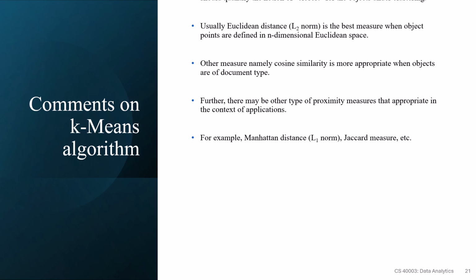Normally, Euclidean distance is the best measure when the object points are defined in n-dimensional Euclidean space. Other measures, namely cosine similarity, are more appropriate when objects are of document type. Further, there may be other types of proximity measures that are appropriate in the context of applications.